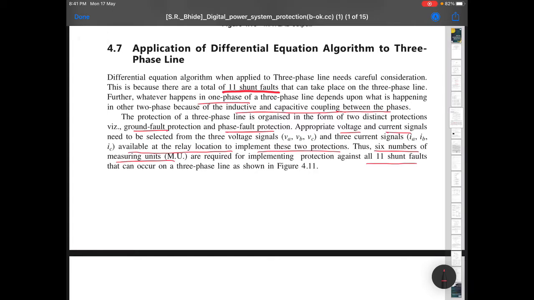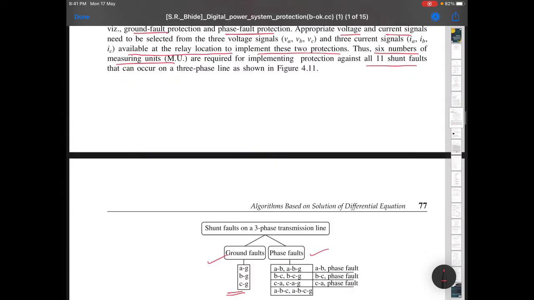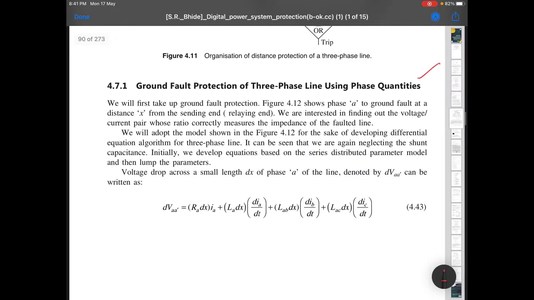So in this video we'll see the application of the differential equation algorithm. We have already completed two parts, and we'll see the other two parts in it. We have seen ground fault protection using phase quantities and sequence quantities. Now we will see phase fault protection using phase quantities and sequence quantities.